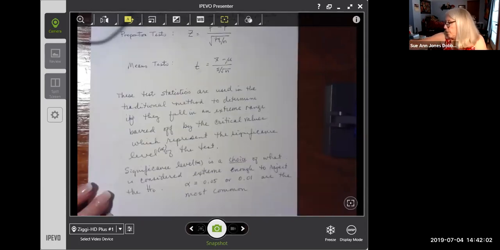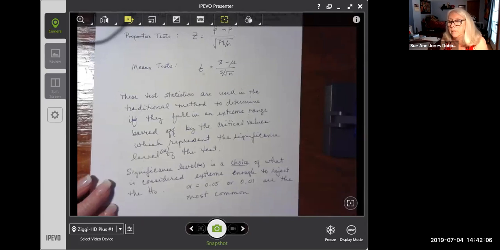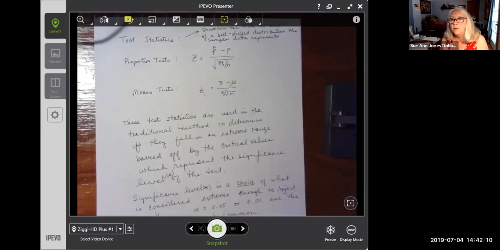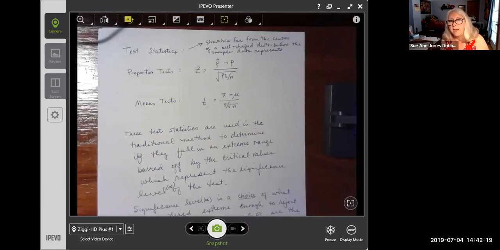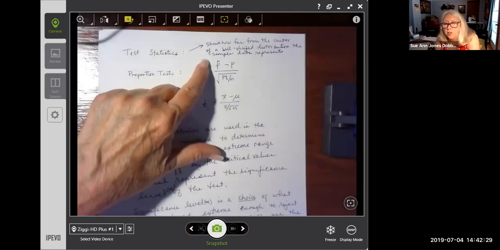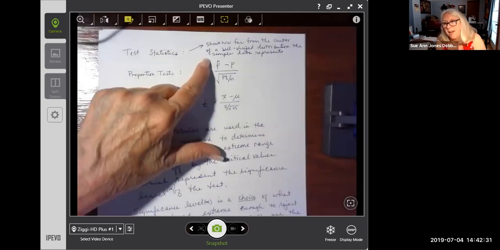So once we have written the null and alternative hypothesis, and we know what type of test it is, and we have chosen a significance level and know which of the distributions we're going to use, we can calculate a test statistic. Now, the test statistic is a number which shows how far from the center of a bell-shaped distribution the actual data lies.